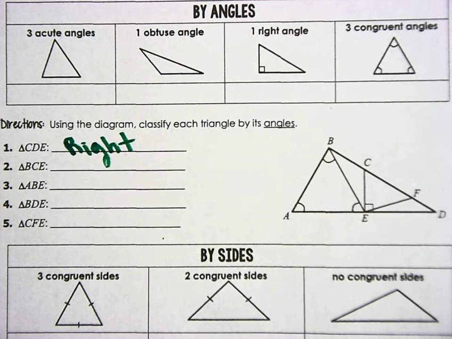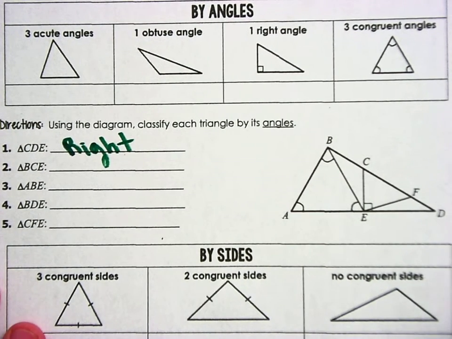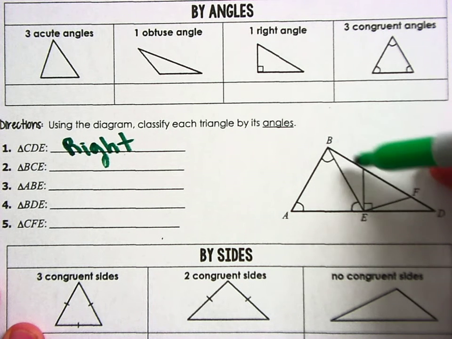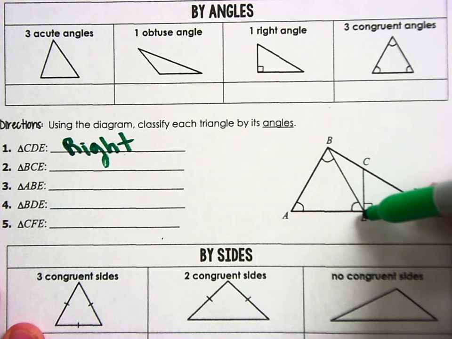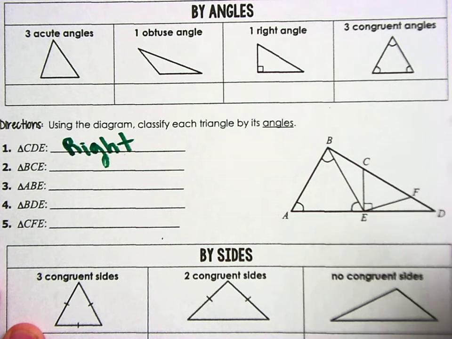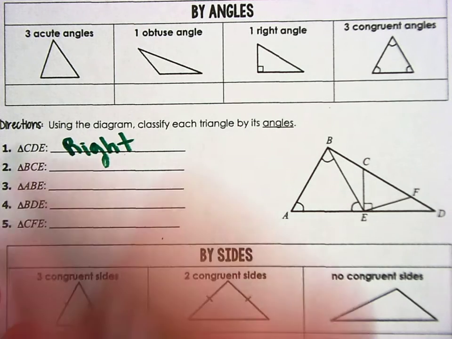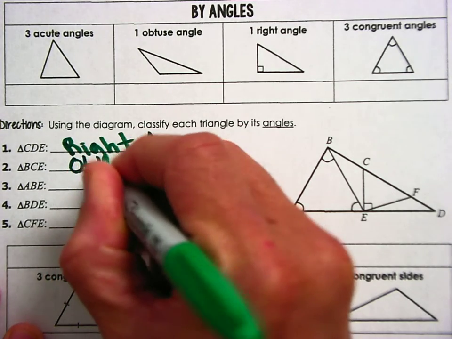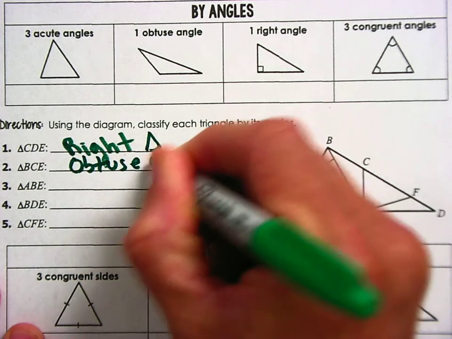Sweet. Okay, so the next one is triangle BCE. So here is B, here is C, here is E. So it's this triangle right here. If you look at angle C right here, this is stretched larger than 90, okay? So then you would call this one an obtuse triangle. So let's put right triangle for that one. I'll put obtuse triangle for this one.